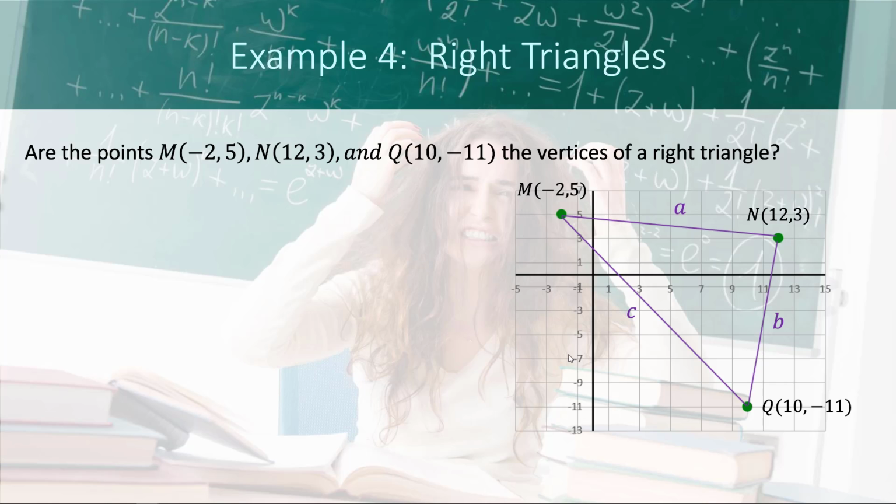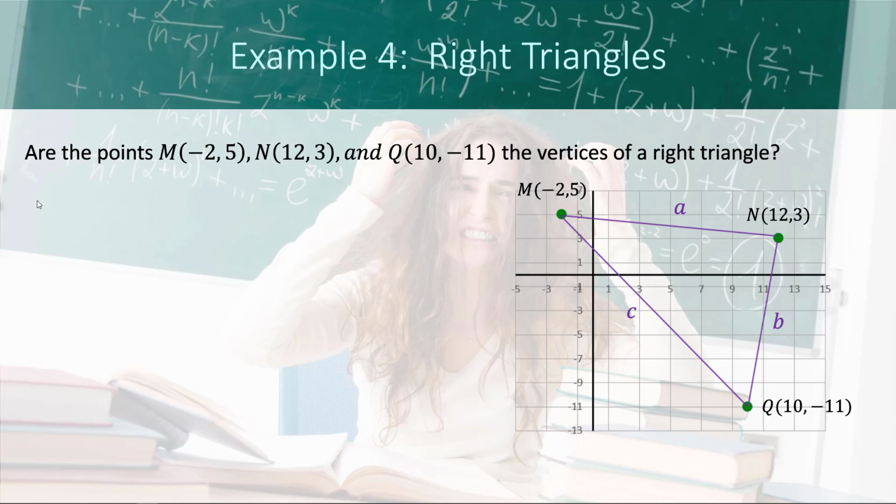So we have these points: M at negative 2, 5, N located at 12, 3, and Q located at 10, negative 11. And we want to know, are these the vertices of a right triangle? Well, to figure this out, we would need to compute the squares of the three distances between these points. Okay, so let's go ahead and do that.